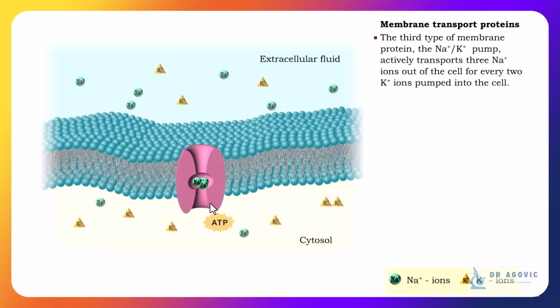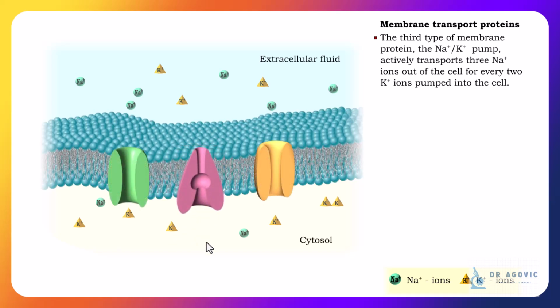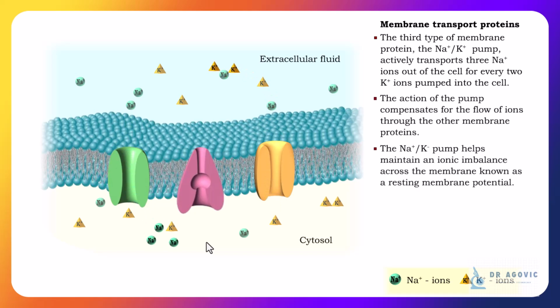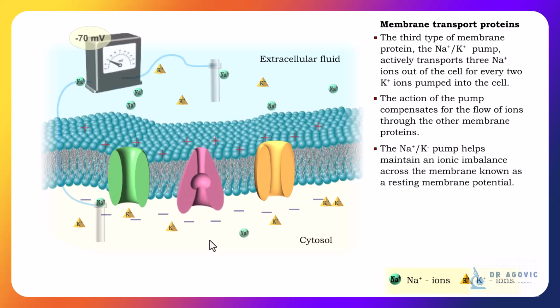The third type of membrane protein, the sodium-potassium pump, actively transports 3 sodium ions out of the cell for every 2 potassium ions pumped into the cell. This action helps maintain the ionic imbalances across the membrane as it offsets changes resulting from the ionic flows through the gated channels. This imbalance is known as the resting membrane potential.